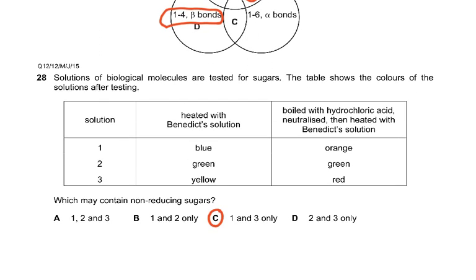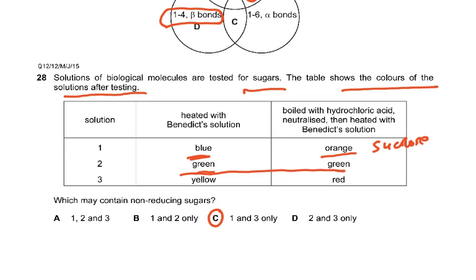Solutions of biological molecules are tested for sugar. The table shows the colors of the solutions after testing. 1 is blue, 2 is green, 3 is yellow. Boiled with hydrochloric acid, orange. So this has got sucrose because it was blue previously and now it is orange. So this would have sucrose, which is a non-reducing sugar, sorry. Green means there is a reducing sugar only, and there would be no non-reducing sugar in it.